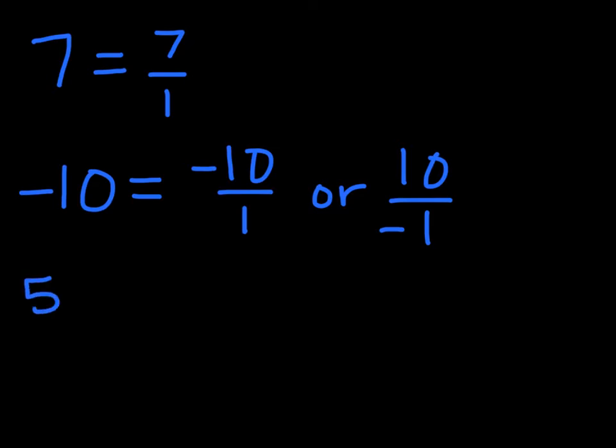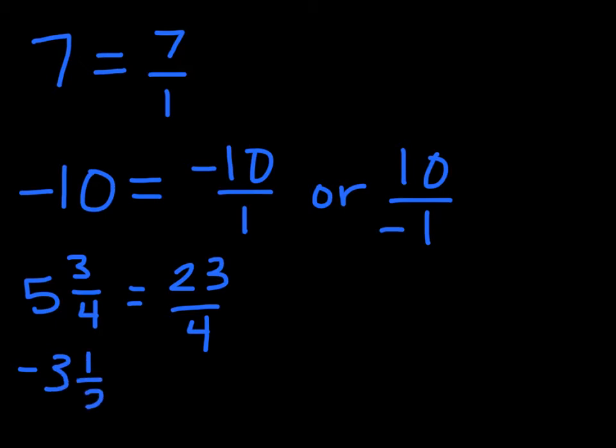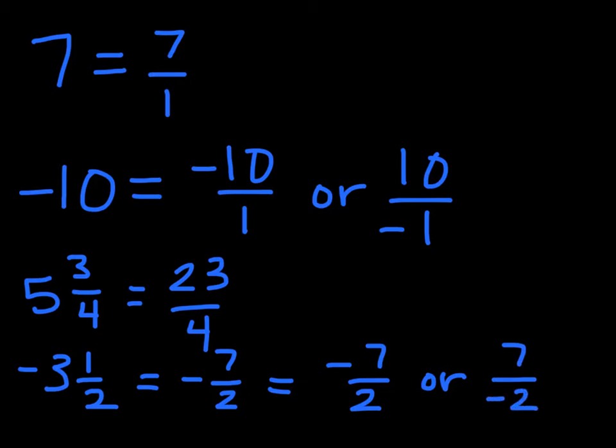Another example would be 5 3/4. How could we write 5 3/4 as the quotient of two integers? Well, we'd simply rewrite it as the improper fraction 23/4. And finally, -3 1/2. How could we write that as the quotient of two integers? First, we would rewrite it as an improper fraction, -7/2. Then, to show that it's a quotient of two integers, we could either write -7/2 or 7 divided by -2. Each will give us the correct answer.